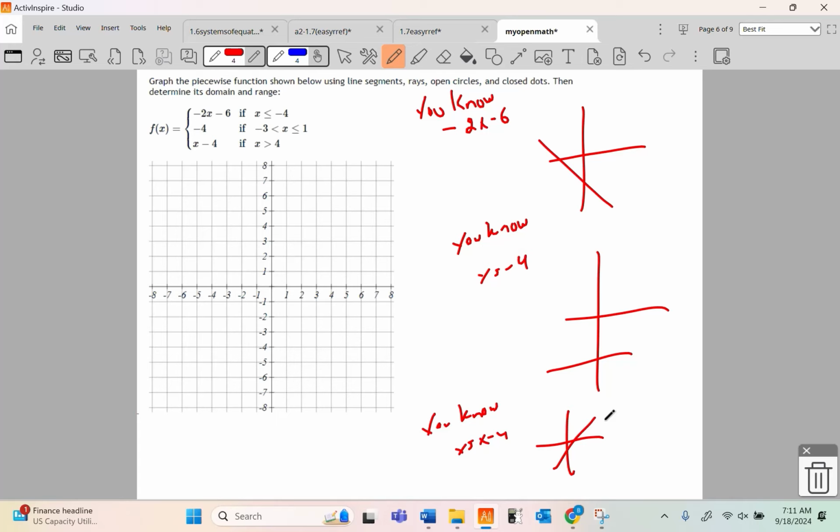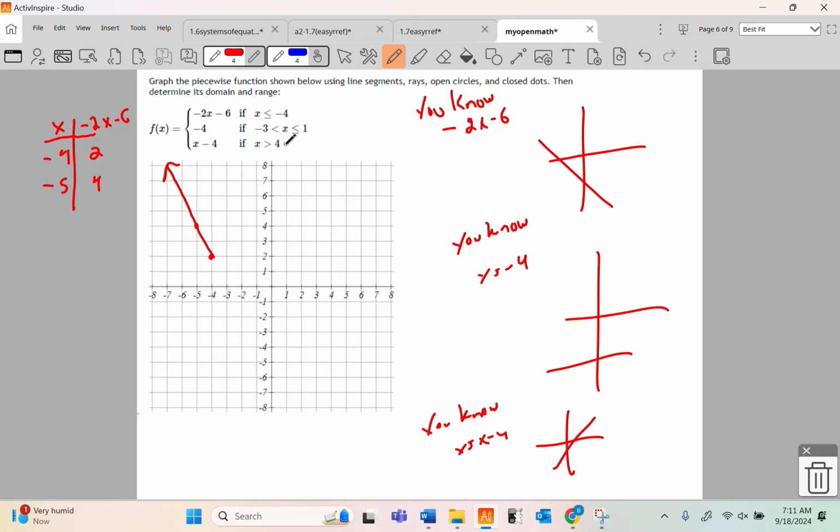Anywho, let's do the first one. It says it takes things that are -4 or less. So you could take -4 and -5. If you feed it a -4, you'll get 8 minus 6, which is 2. If you feed it a -5, you'll get 10 minus 6, which is 4. So -4, 2 is a point that exists on the grid, as is -5, 4. And it's drawing left, it's less than, and it's a ray that continues on forever.